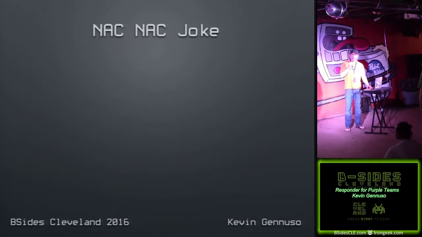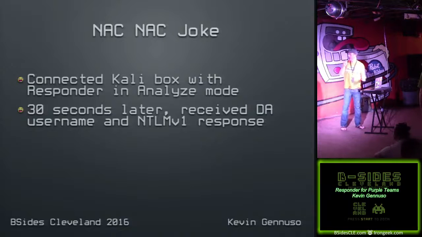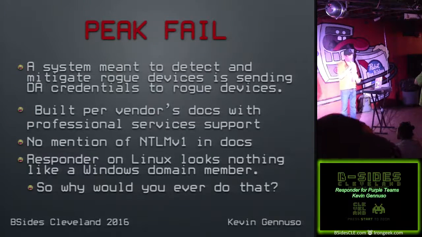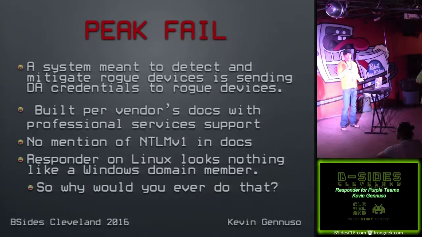So to replay that in technical terms, I connected a Kali box with Responder in analyze mode, and 30 seconds later, I got back a DA username and NTLM v1 response. Okay? So I think at this point we've reached peak fail, right? A system meant to detect and mitigate rogue devices is actually sending DA credentials, and you might as well call them credentials because NTLM v1 is very crackable, right? Sending DA credentials to rogue devices. It's doing absolutely the opposite of what it should be doing, right?